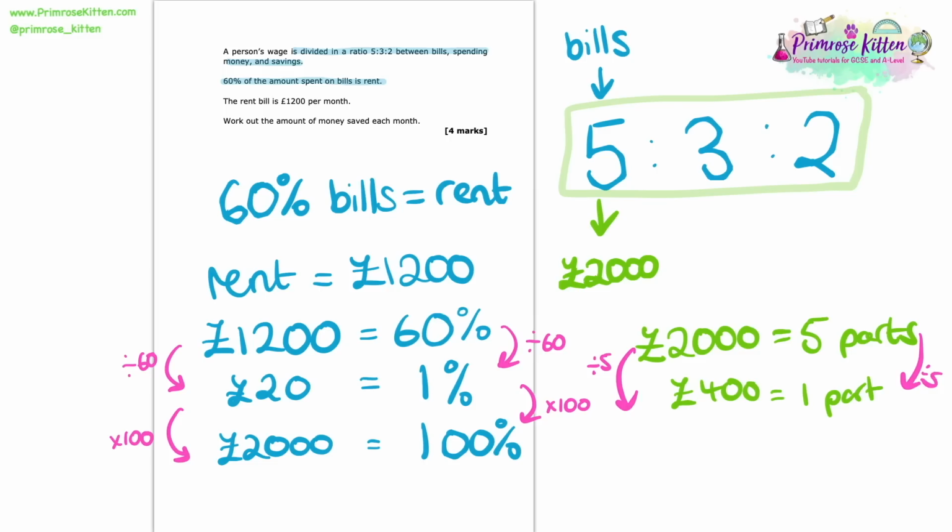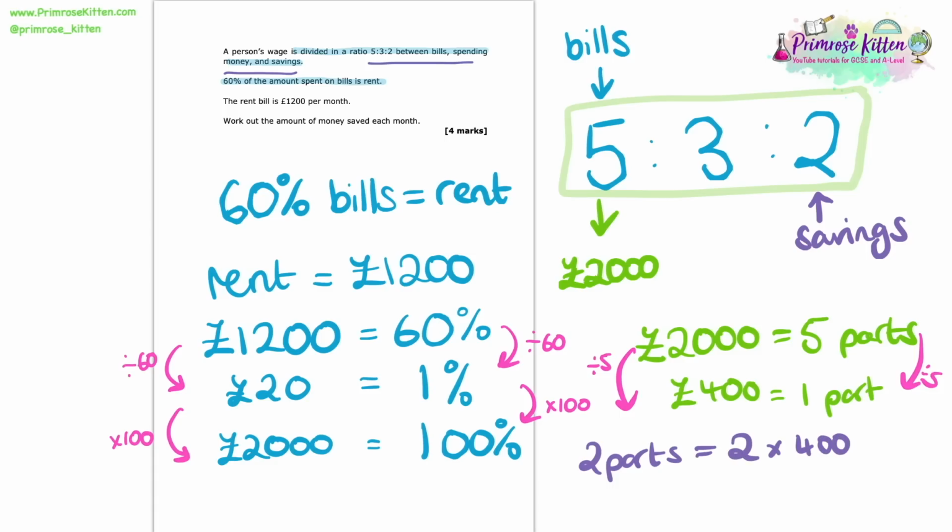So now going back to the question, when it says that the ratio 5 to 3 to 2 is between bills, spending money and savings, that means that the savings part of this ratio is represented by the number 2. So ultimately in this question, where we're asked to work out the amount of money saved each month, we need 2 parts of the ratio, which is 2 times 400, which gives us £800. And that there is our answer.